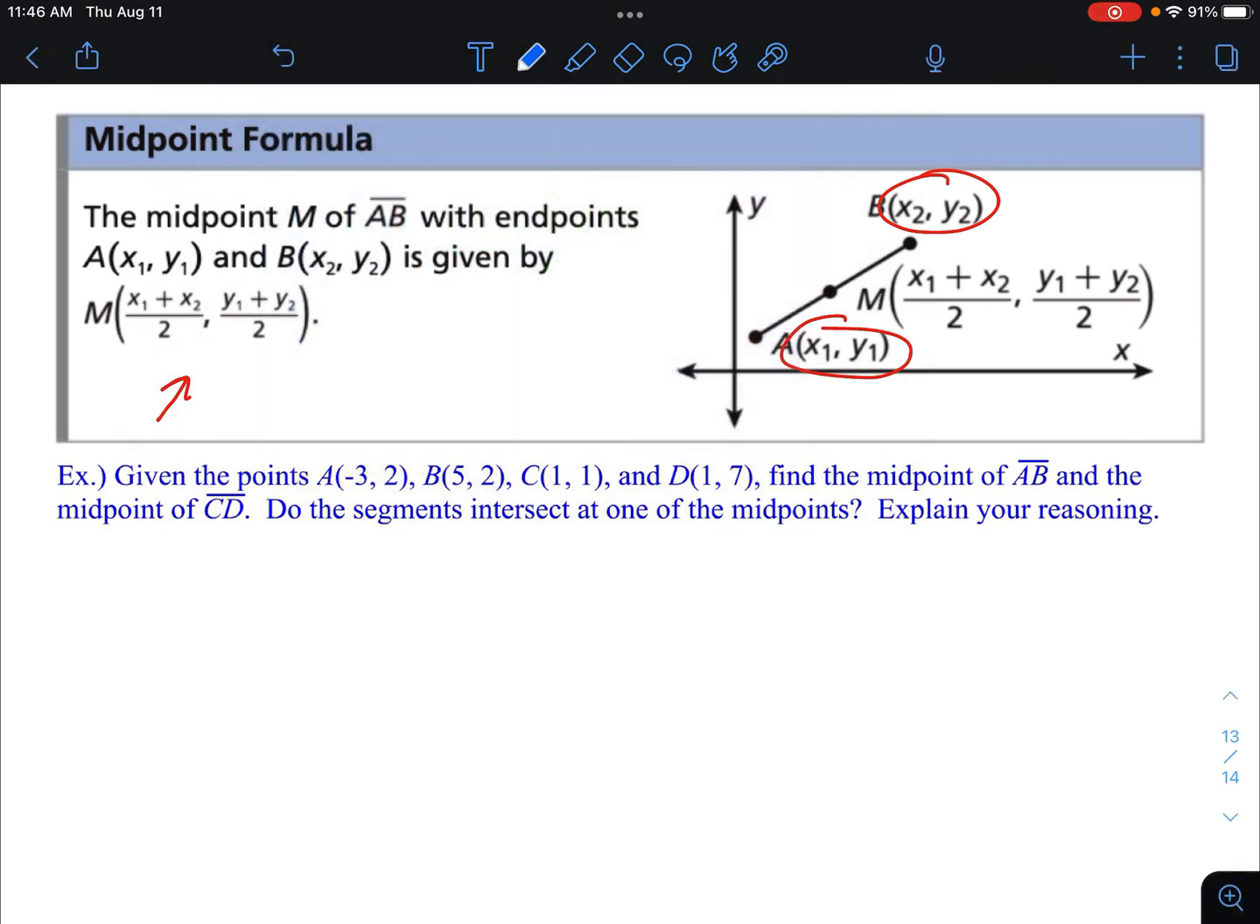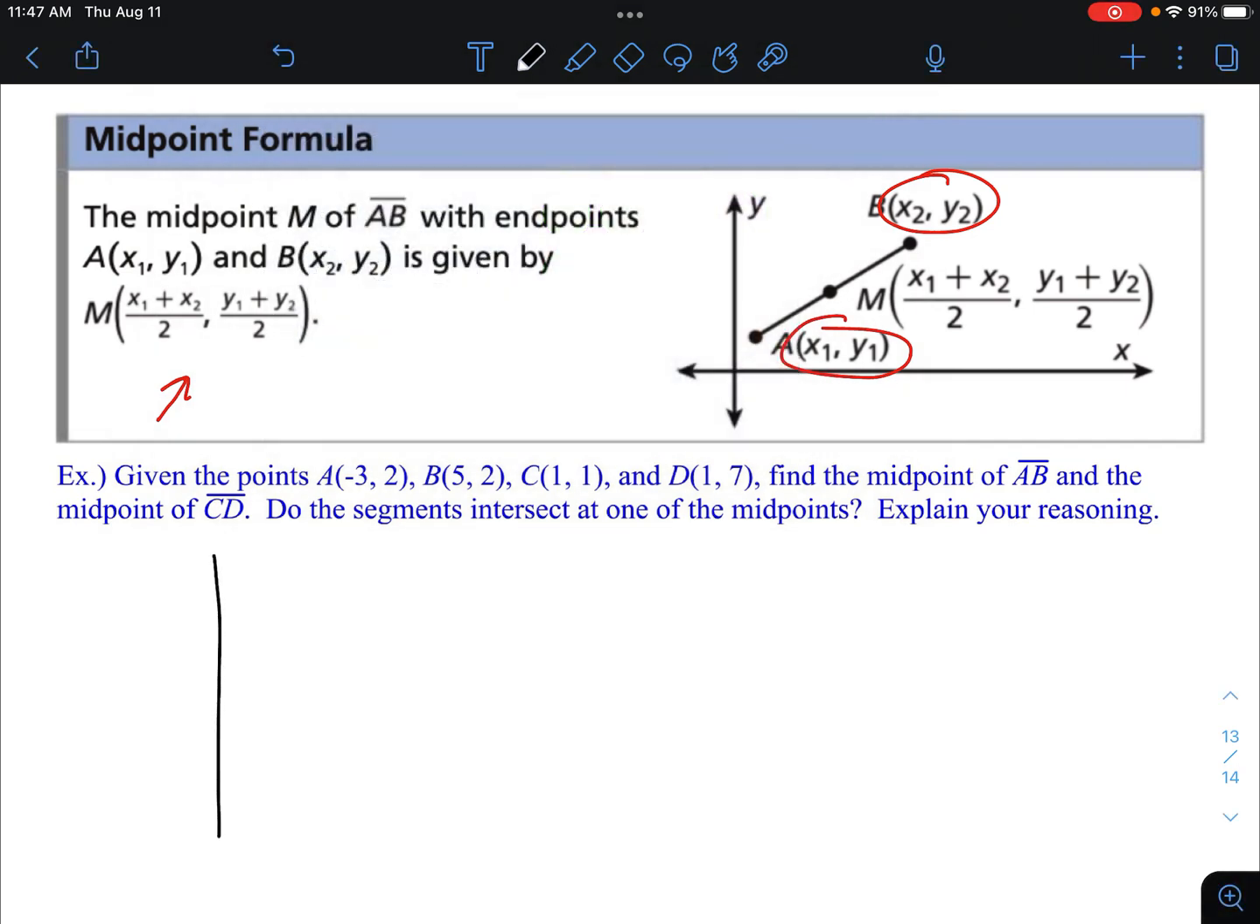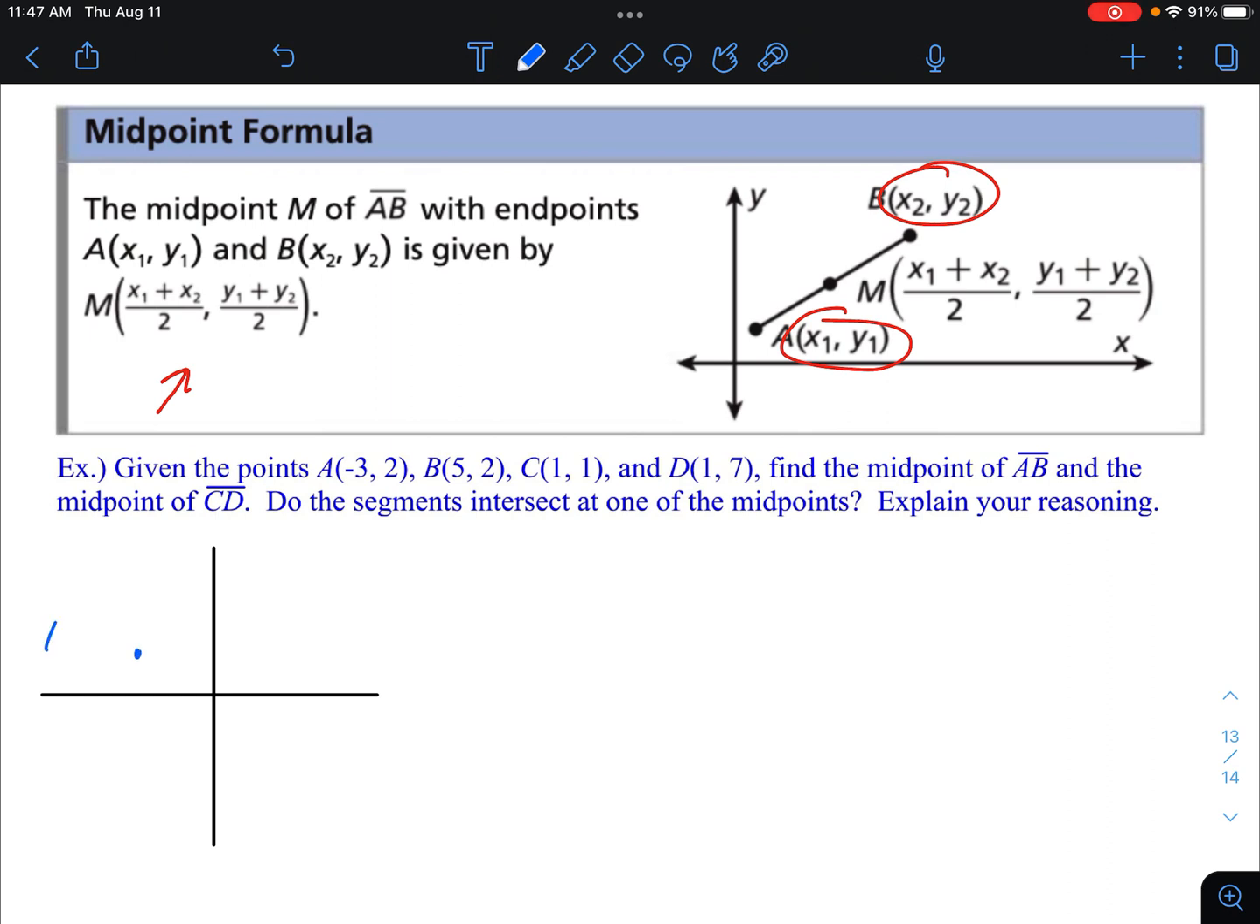So for instance, let's do an example here. Given the point, in fact, you know what I'm going to do? I'm going to draw a little coordinate plane just to kind of demonstrate this. Let's get a little color here. So we're going to draw a little coordinate plane. And it says given the points A at -3, 2. So left 3 up 2, that's about where A is at. A is at -3, 2. B is at 5, 2, so go right 5 and up 2.